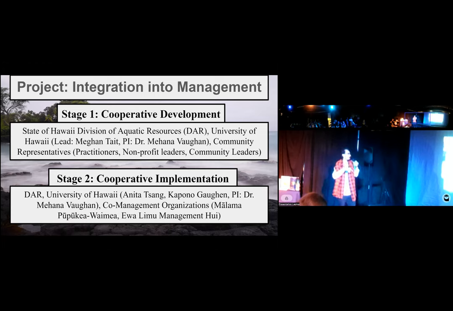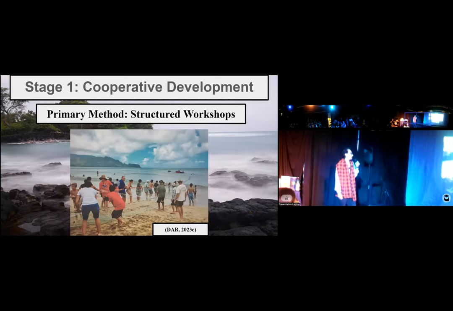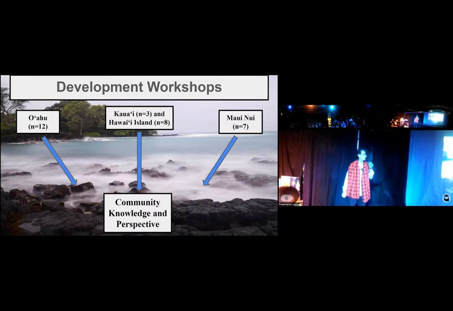So the first stage was a cooperative development where the indicators and principles were developed. And the second stage was this field test where we wanted to see, okay, how can these be used? How are they effective? And how can we implement them in a way that would actually work for the community and for DAR?